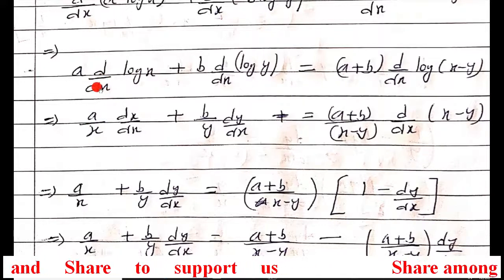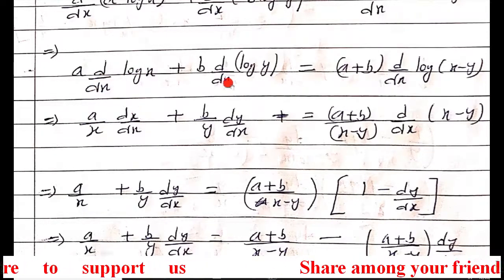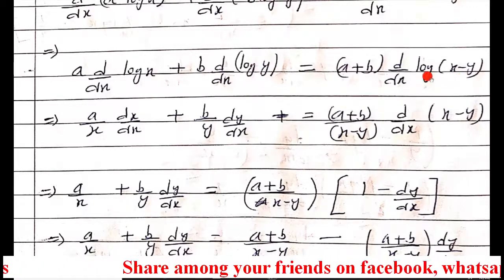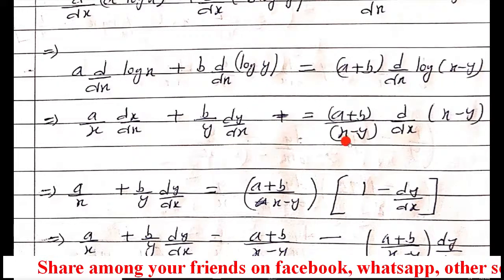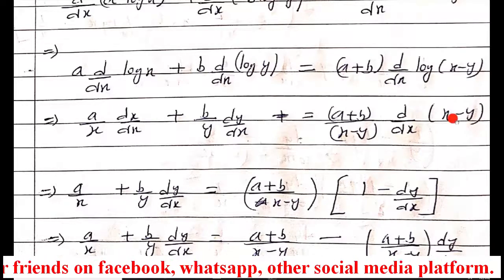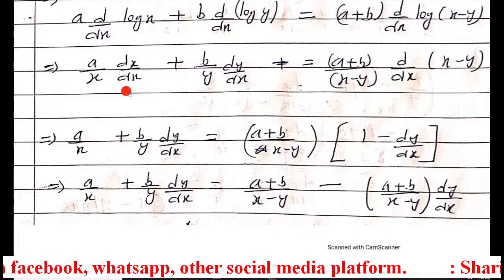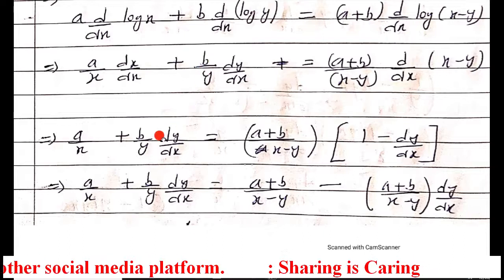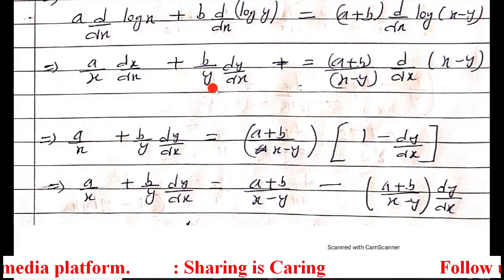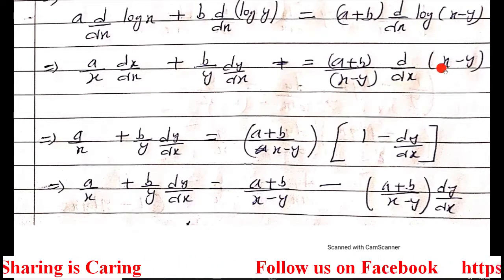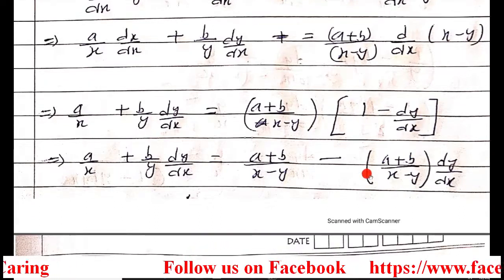That's why log x differentiation is 1 upon x, and because of the chain rule, the derivative symbol came with x. In the same way, log y differentiation is 1 upon y and the derivative symbol came with y. Here also log of x minus y differentiation is 1 upon x minus y. Then because of the chain rule, we have to differentiate this x minus y again. Now in the next step, here dx over dx is 1, so 1, and b upon y, and we cannot differentiate it, so keep it as it is. Now this derivative symbol will distribute to both, and you know x differentiation is 1 and dy over dx as it is. Now open the bracket.